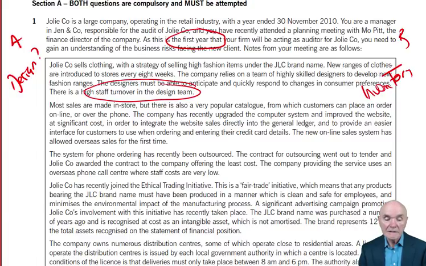Most of the sales are made in store, but there's a very popular catalogue from which customers can place an order online or over the phone. The company has recently upgraded its computer system and improved the website at significant cost.